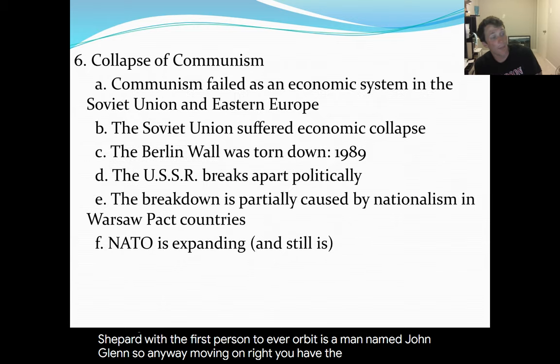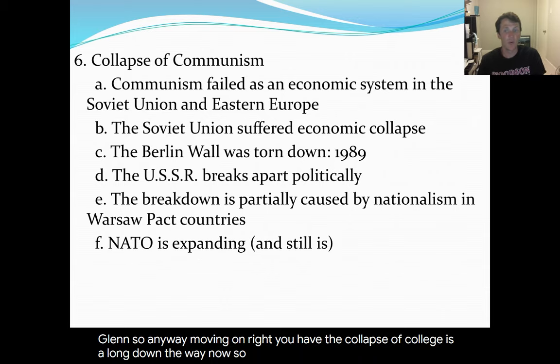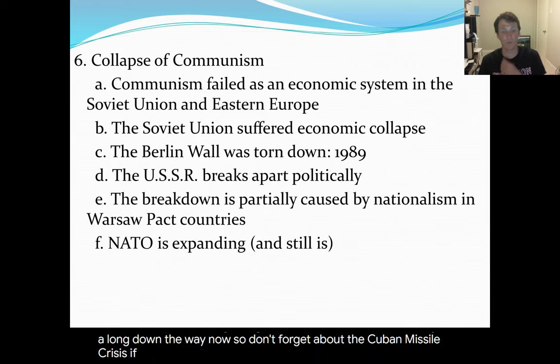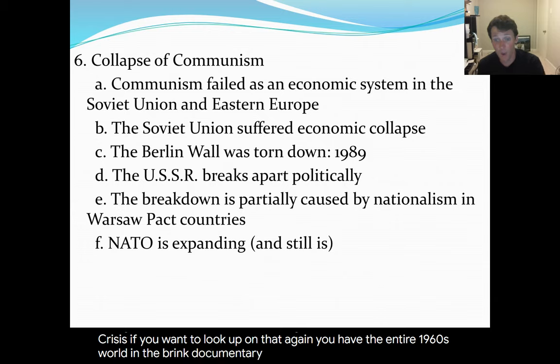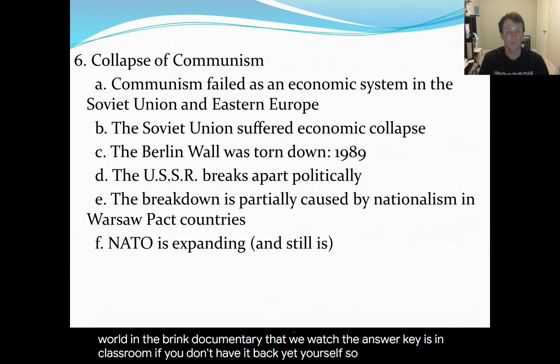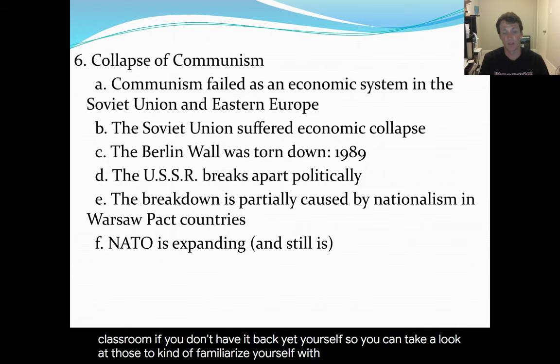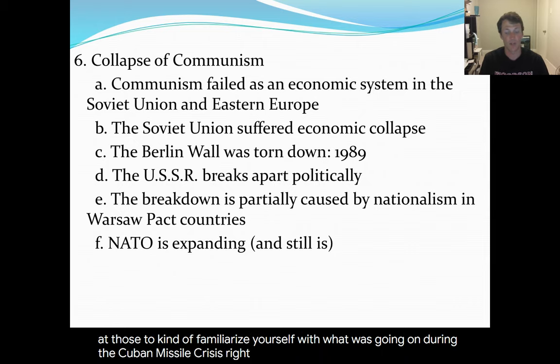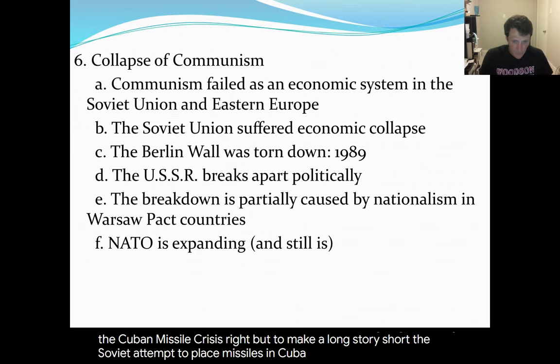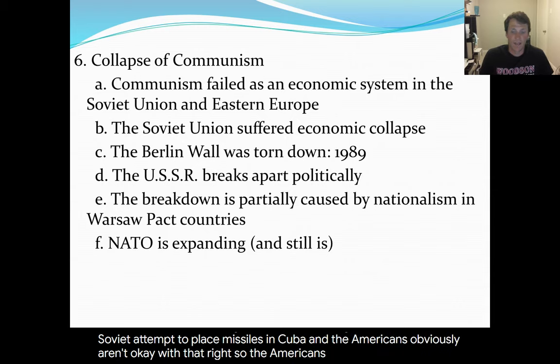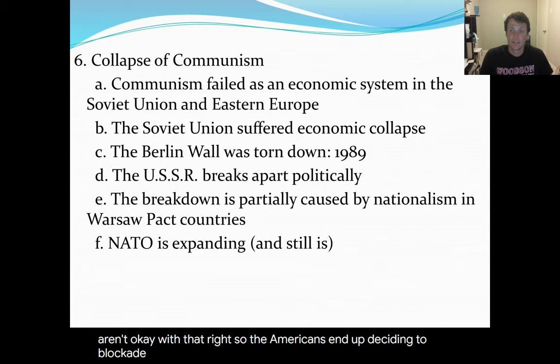You have the collapse of, well, this is long down the way now, so don't forget about the Cuban Missile Crisis. If you want to look up on that again, you have the entire 1960s World on the Brink documentary that we watched. The answer key is in Classroom if you don't have it back yet yourself. So you can take a look at those to familiarize yourself with what was going on during the Cuban Missile Crisis, right? But to make a long story short, the Soviets attempt to place missiles in Cuba, and the Americans obviously aren't okay with that, right? So the Americans end up deciding to blockade Cuba and not allow any more ships or anything from the Soviets to make it that way, right?